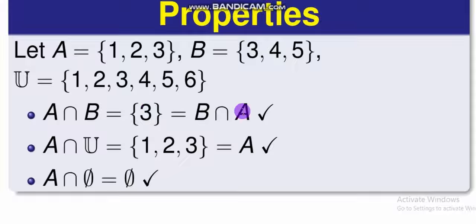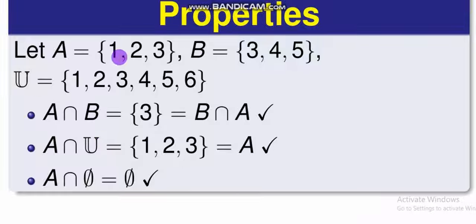Again, if you want to find B intersection A, you are trying to get the elements that are found in B and A. Okay, and that will also be 3. So the result will still be 3. Right? So A intersection B is the same as B intersection A. No change. What about A intersection the universal set? You are looking for elements that are found in A and elements that are found in the universal set. Sorry, I said union. I wanted to say universal set.